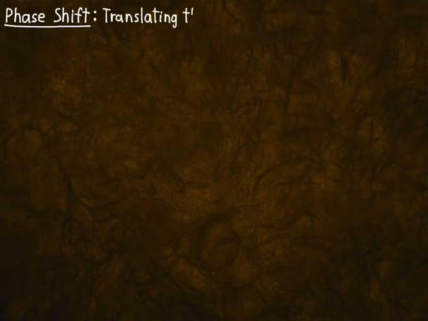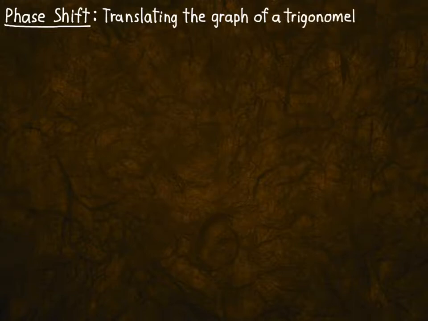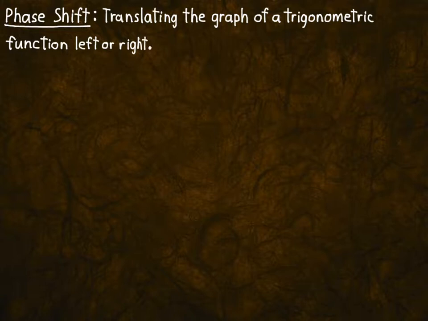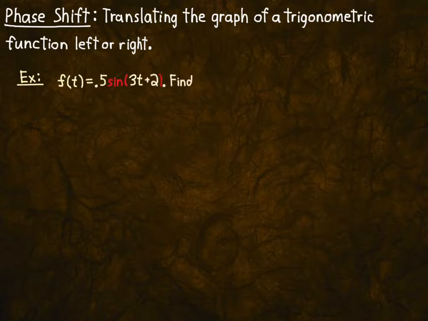Okay, added on to the stuff from the previous video, we have something called phase shift. And this is just translating the graph of a trigonometric function left or right. So to translate any relation left or right, you have to add or subtract something from x. And so the way this looks with this harmonic motion is like this.